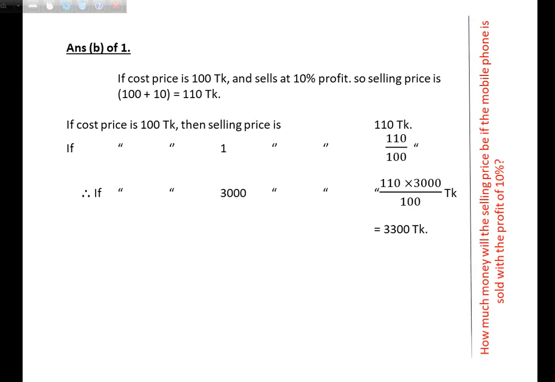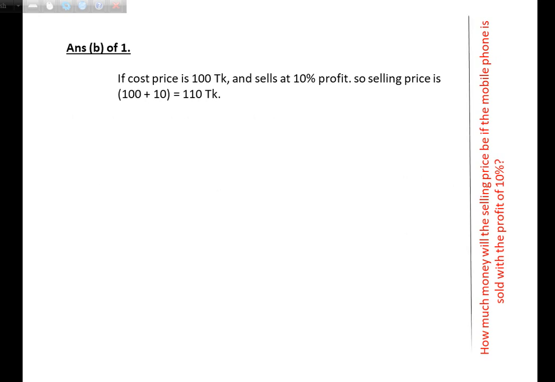Here I can repeat it again. The question asks for the selling price of the mobile phone if it is sold at a 10% profit. We know that whichever is wanted, the selling price or the cost price, we have to keep it on the right side. So in the second question, it is the selling price.